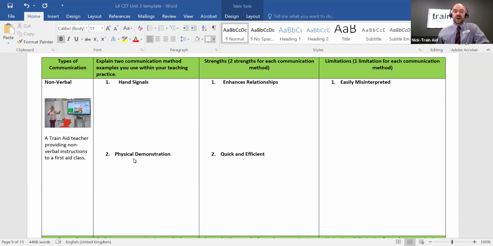The next method of nonverbal communication is physical demonstration. So a lot of the courses I deliver are first aid courses where I show how to perform, for example, CPR, the primary or secondary survey if you've ever been on a first aid course. But physical demonstrations are a great way for learners to visualize, to review what's being taught as well. And as a teacher, you're showcasing your skills.